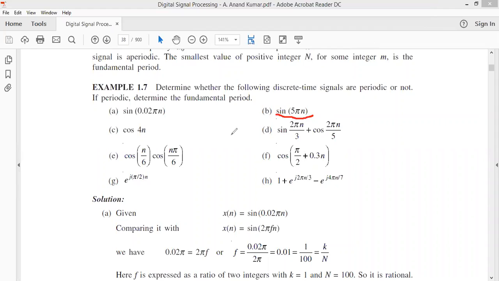Here this is non-periodic because there is no pi term. If you take a cos or sine or complex exponential signal, the pi should be present in the signal. If pi is not present, then it is non-periodic. Since there is no pi, the third one is non-periodic.